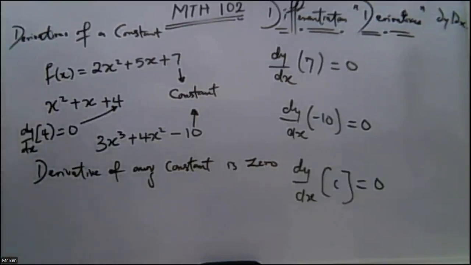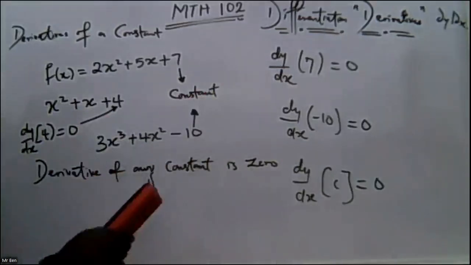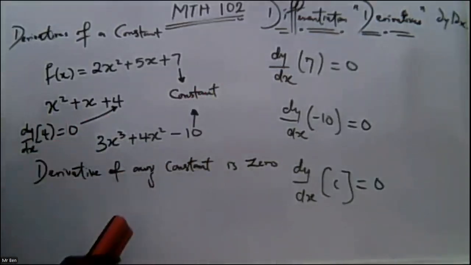So let's move on. Can I rub the board? And we start with the power rule. Differentiation using the power rule. Can I rub the board? Yes, sir. Okay. So the derivative of any constant is 0. Good.